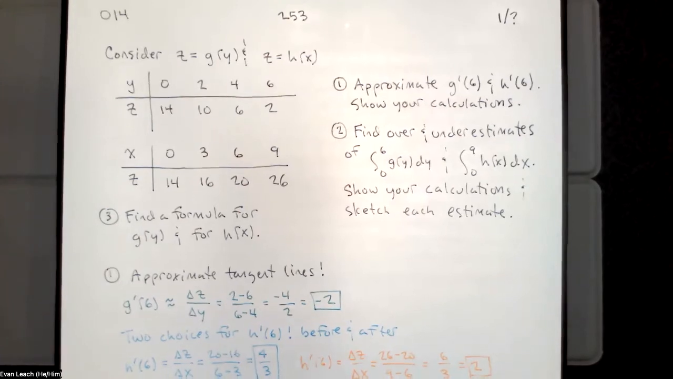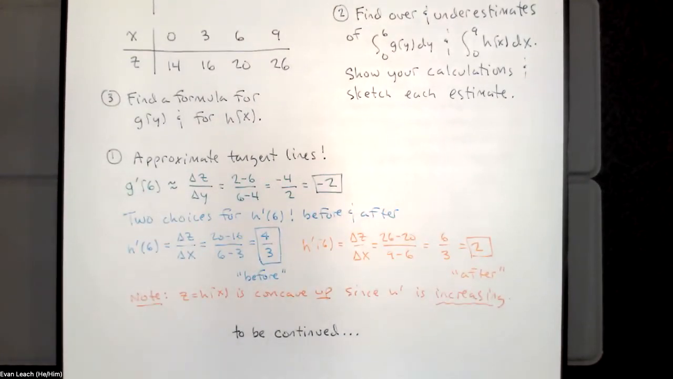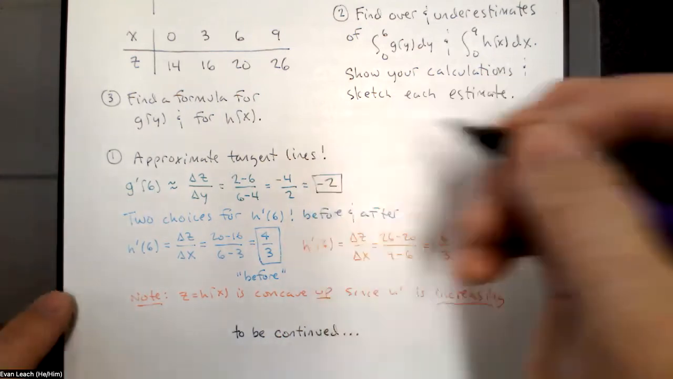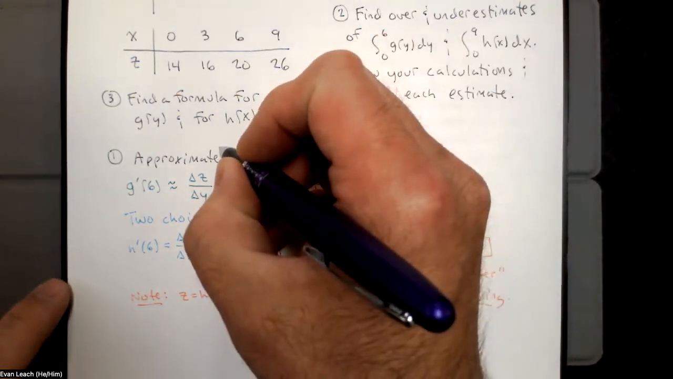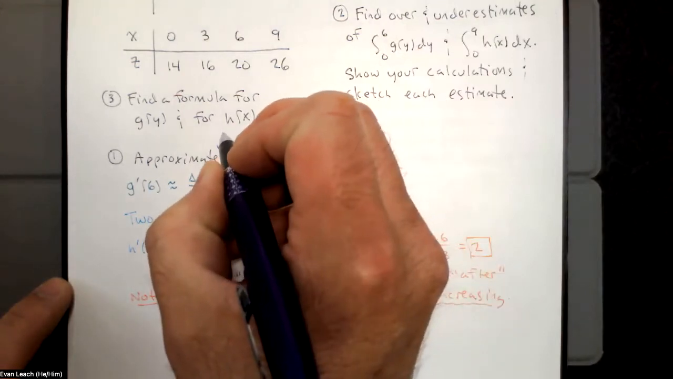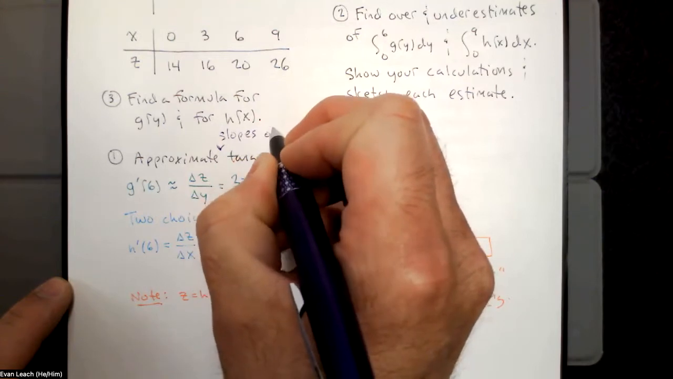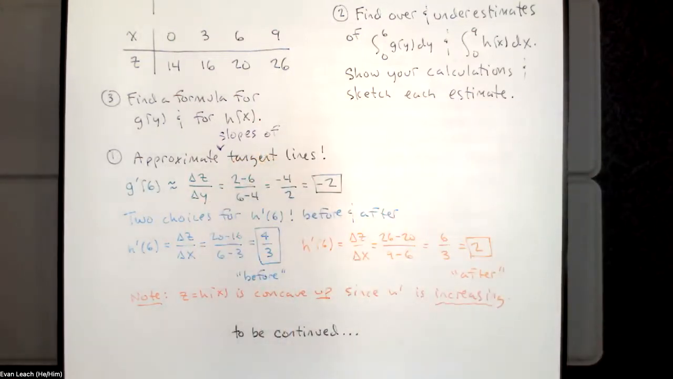Yesterday, because I can't shut up, we only got through approximating the tangent lines or the slopes, because I actually didn't want the whole tangent line. And so we just did rise over run with the information that we have.